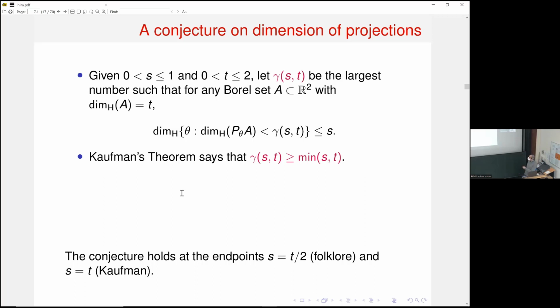Okay, and Kaufman's theorem gives such a bound. It says that gamma of st is at least the minimum between s and t. So when t is at least s, it is s. This is exactly what Kaufman's theorem says. And if t is less than s, we replace s by t. And it's again Kaufman's theorem.